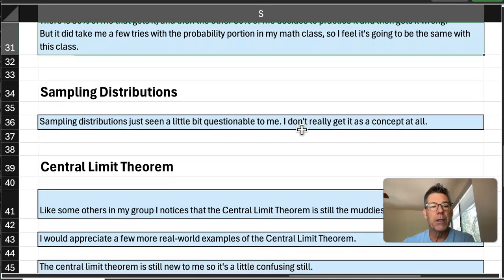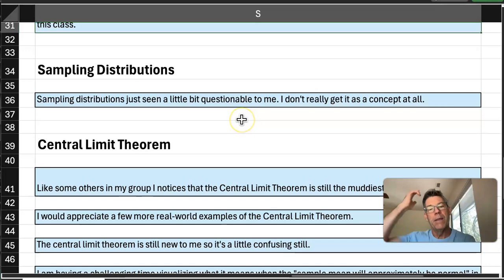Okay, next question is sampling distributions. This seems a little bit questionable for me. I don't really get the concept at all. So, what I would say for sampling distributions is, think back to chapter 2. You learned frequency distributions. So we did it for a group of people, and we can get a distribution of where all the individuals in that group scored. We could do it with a frequency table. We could do it with a histogram or other frequency graphs like bar charts and line graphs and dot graphs and so on.